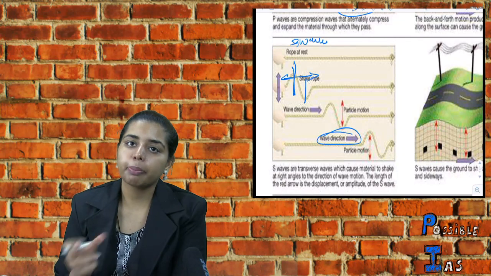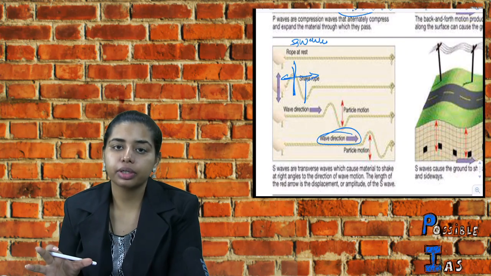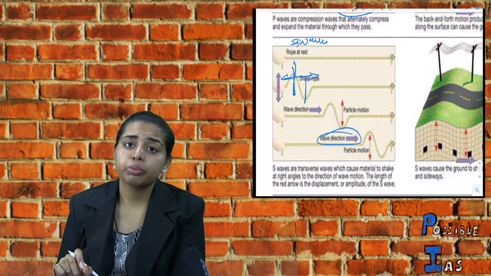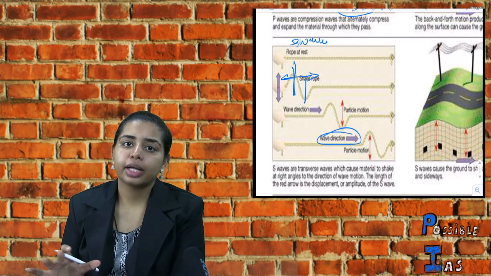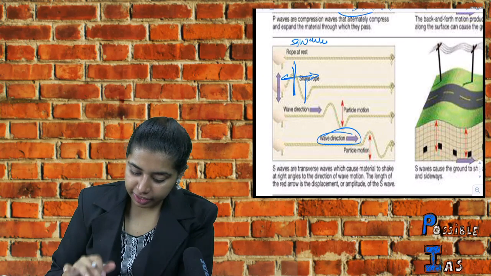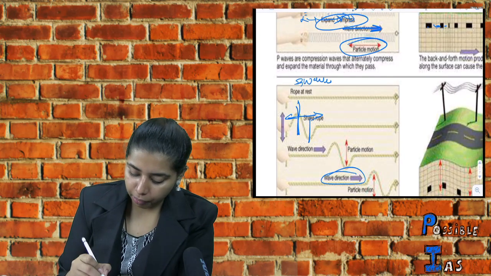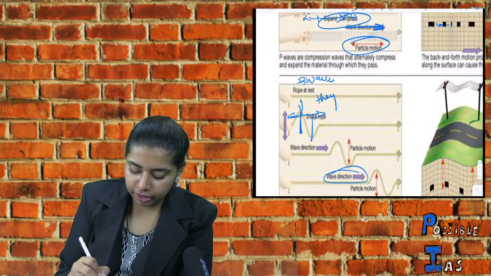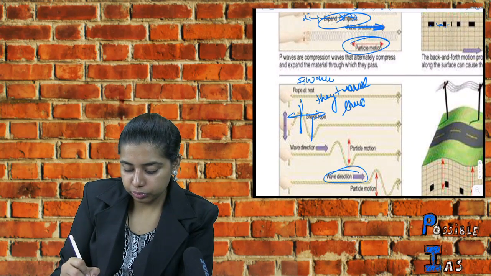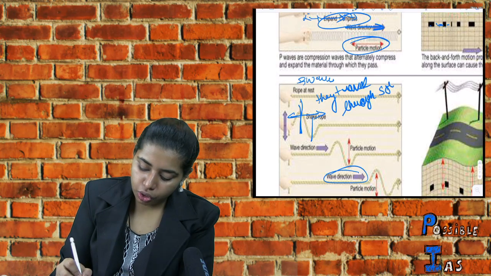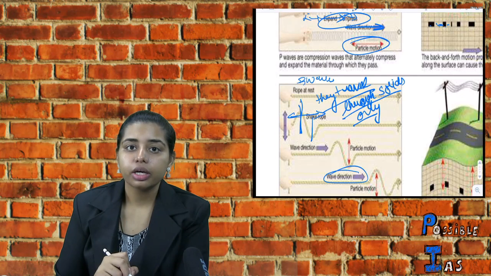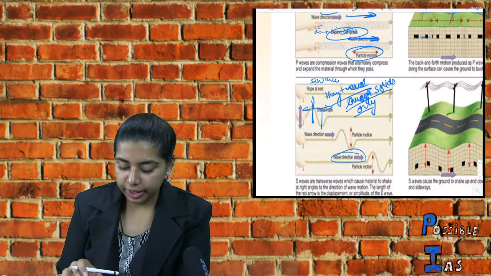In the P waves, particle motion is parallel to the direction of wave propagation, whereas in S waves, the particle motion is perpendicular to the direction of wave propagation. Now, the important property of S waves is that they travel through solids only. Okay, so S waves travel through solids only.